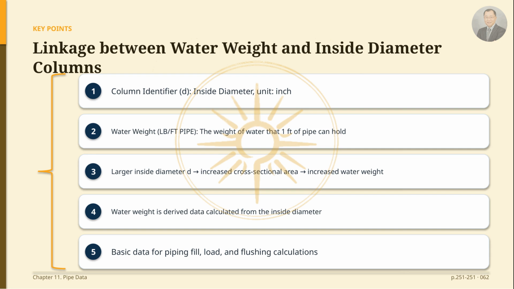As the inner diameter increases, the cross-sectional area increases, so the amount and weight of water contained increase for the same length. This water weight value is derived data calculated directly from the inner diameter and is used as basic data for calculating loads when filling the pipe with water, during hydrostatic testing, or for weight calculations during flushing.